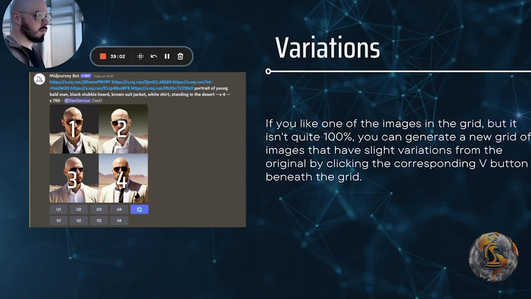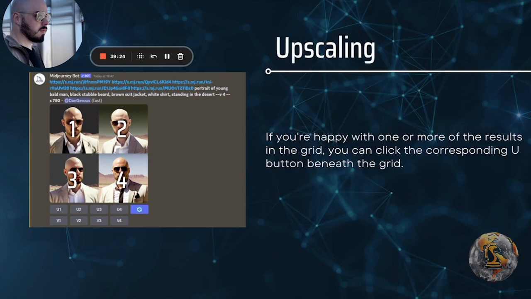Now let's talk about variations. If you like one of the images in the grid, but it isn't quite 100%, which is fine, it's completely okay, you can generate a new grid of images that have slight variations from the original by clicking the corresponding V button beneath the grid. It's that simple. Upscaling. If you're happy with one or more of the results in the grid, you can click the corresponding U button beneath the grid.